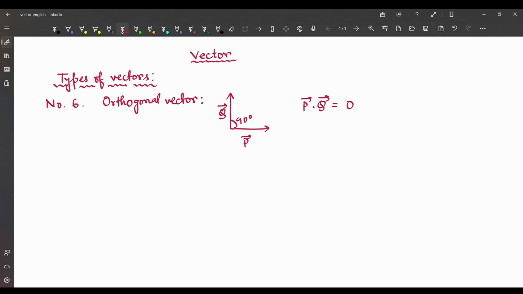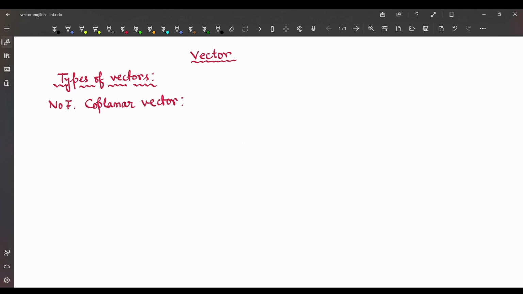Number 7. Coplanar vectors. If all the vectors lie on the same plane, then those are treated as coplanar vectors. The volume created by coplanar vectors would be 0. Here p vector, q vector, r vector all lie on the screen. Therefore, these vectors are treated as coplanar vectors.